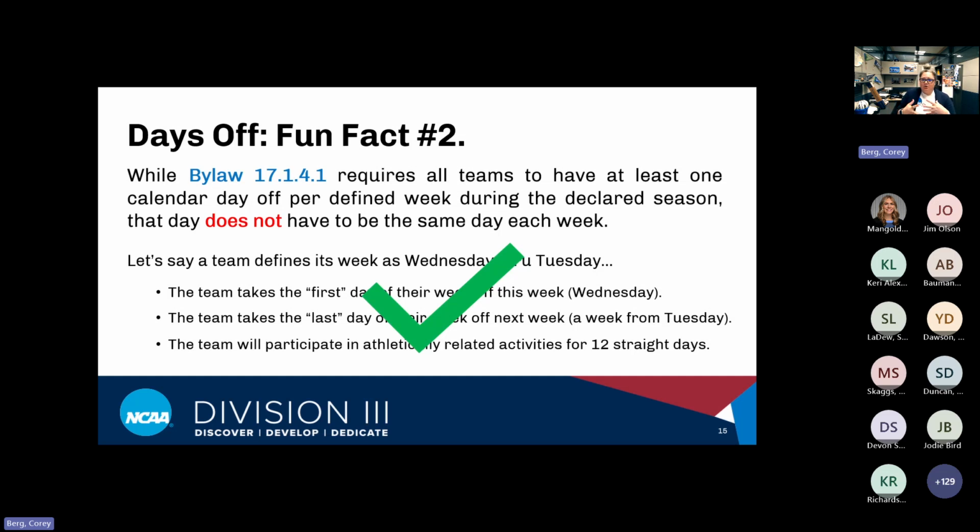So talk to your coaches if they're trying to get creative, depending on what time of year it is, how much you're competing, whether you're in like a heavy training period or not. There is some flexibility when it comes to the requirement to have a day off. You got to have one for each defined week, but it doesn't have to be the same day in each of those defined weeks.